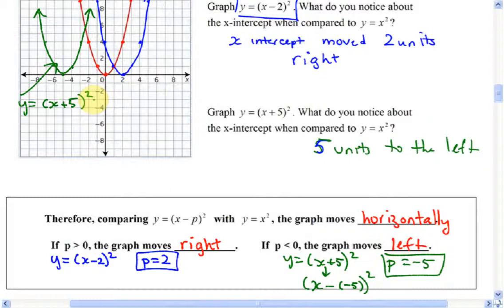How are we feeling right now about this? Straightforward or no? Not quite? I'll tell you, this horizontal one's a little bit weird. Okay? It's kind of opposite of what you think it should be.